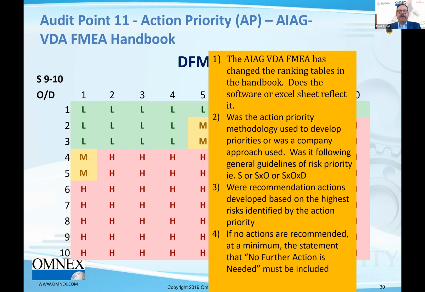Later we'll say, if they decide to bypass a high and not mitigate it, they actually need management sign off. The management should say, we decided not to do that. And if you decide no actions are recommended, you have to say, even at the most trivial one, low L, no further action is needed is a requirement. If you don't see that, it's a non-conformance.